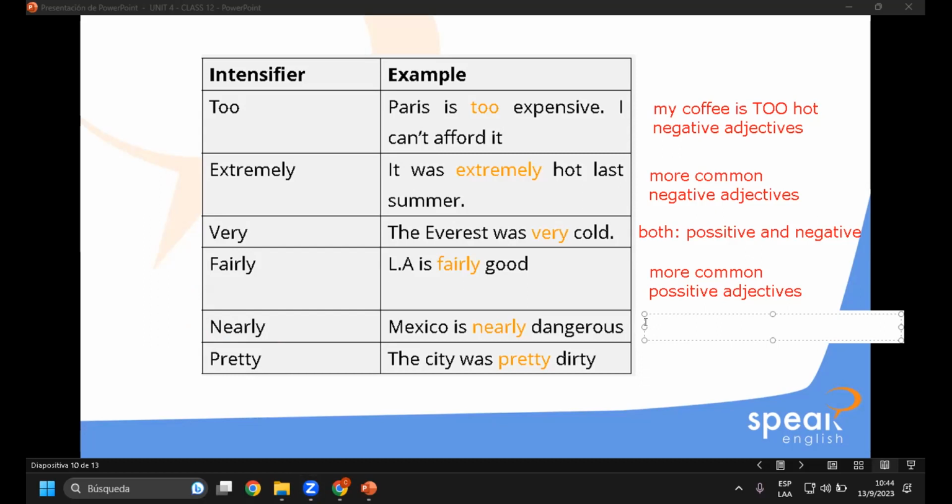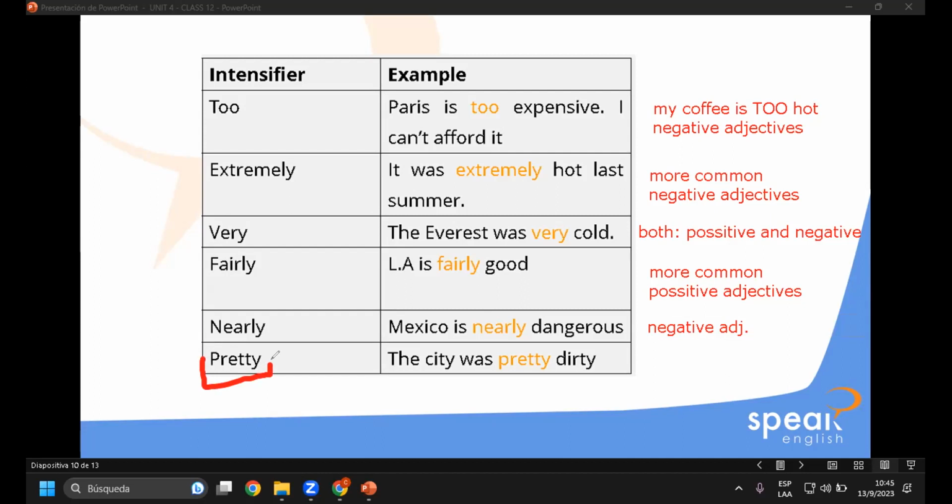However, in the context that I have seen it, it's very common to use it with the negative adjectives, okay? But you can use it with both. With the negative adjectives, it's more common. Then we have the one that is pretty. Again, pretty can be an intensifier, but in another context, it can be an adjective, right? So pretty can be a synonym of beautiful in some contexts.